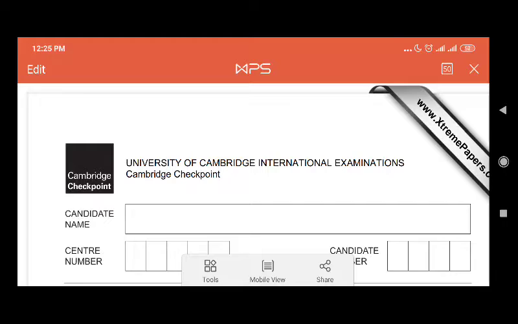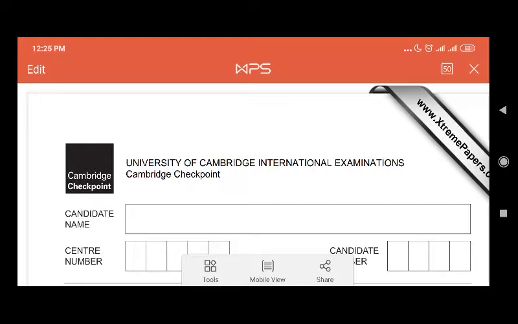But the first thing that you should know is that you can download these papers from the website www.extremepapers.com or some other websites. You can just Google up the paper that you want. You can have all the papers.